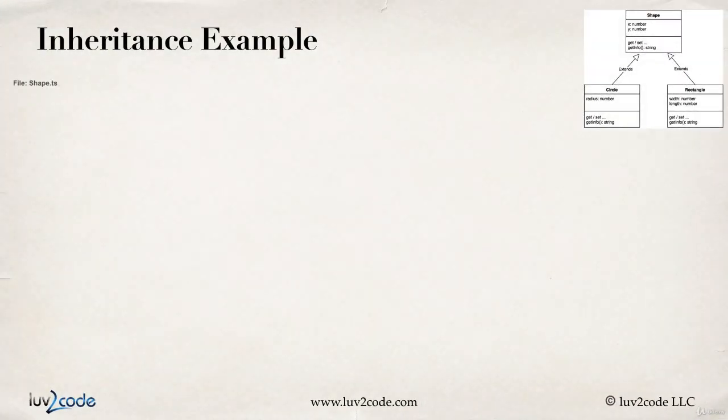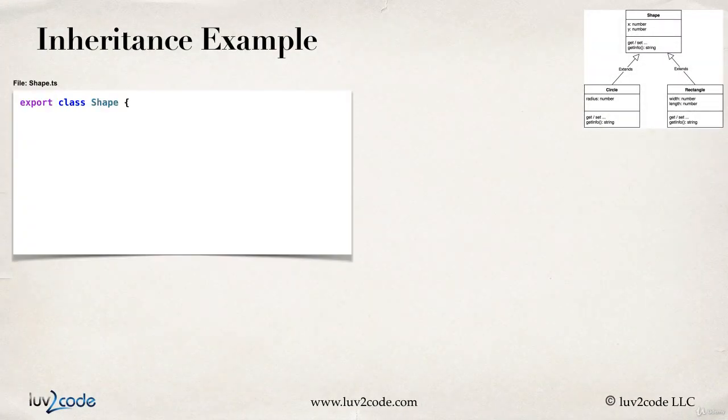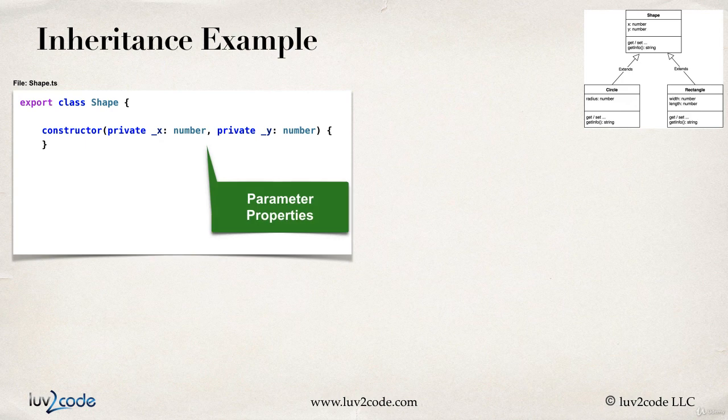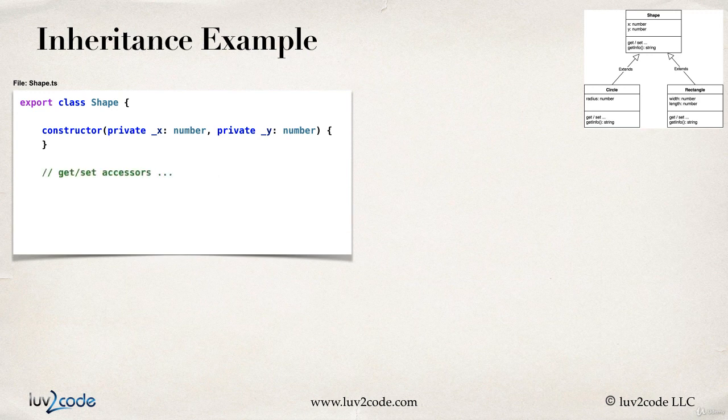All right, so let's look at the code for our shape class. We have a constructor that has private X and Y. These are our parameter properties. Remember, it defines and assigns them at the same time. The getInfo method returns X equals this.X and Y equals this.Y, just a nice string representation for this given shape.